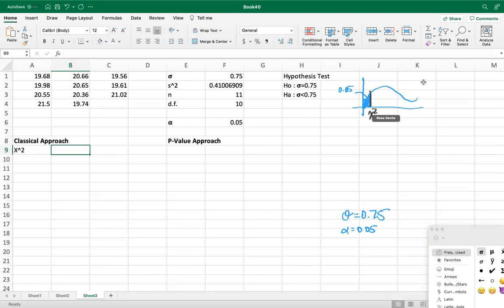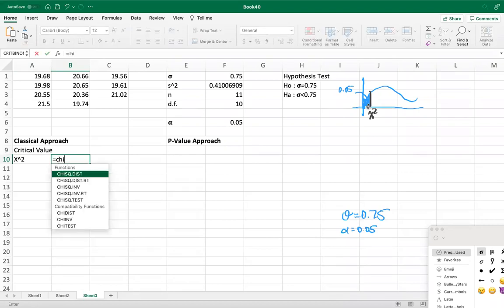If our test statistic is smaller, or if our test statistic falls into the critical region, then we would reject the null hypothesis and accept the alternative. Otherwise, we're not going to do anything. So here, what we're looking at is our critical value, the chi-squared value. So again, we're looking at whatever this value is. We're given this area and also the degrees of freedom. So here, chi-squared distribution or chi-squared inverse.